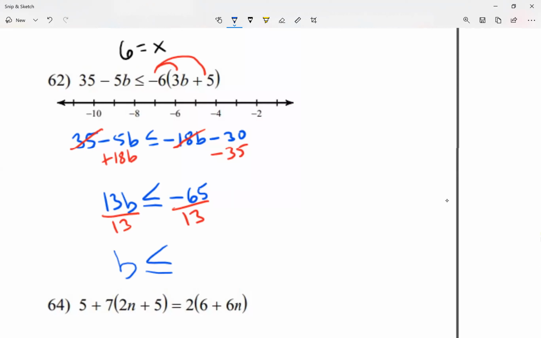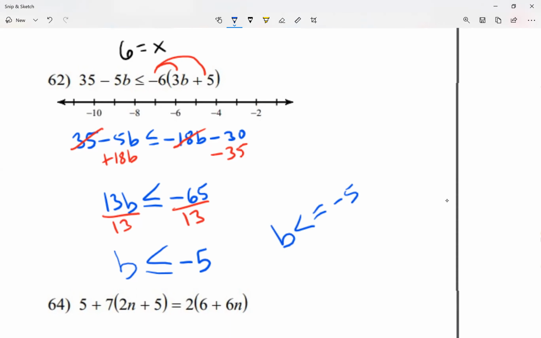So b is less than or equal to negative divided by positive is negative. My answer is negative, but technically I divide by a positive. 65 divided by 13 is 5. So b is less than or equal to negative 5. If you have to type this, you're going to go b less than or equal to negative 5.